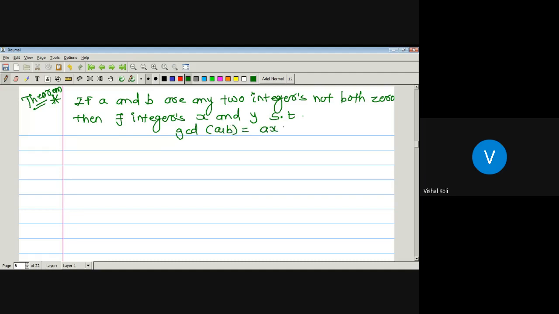AX plus BY. So whenever A and B are any two integers, not both 0, then there exist two integers x and y such that GCD of A and B is nothing but AX plus BY. Its simple meaning is that the GCD of two integers A and B can be expressed as a linear combination of these two integers A and B. Proof.